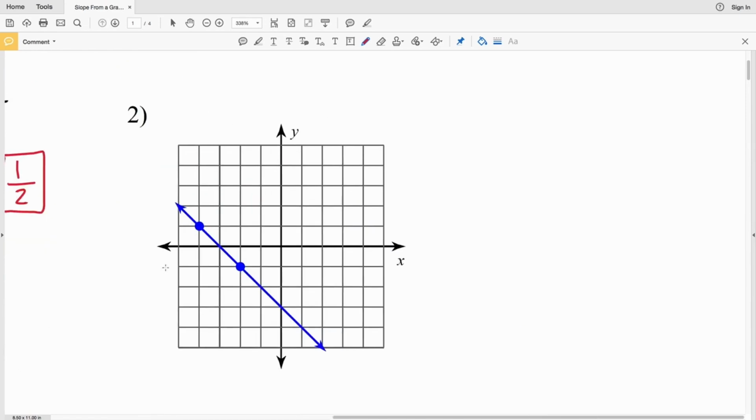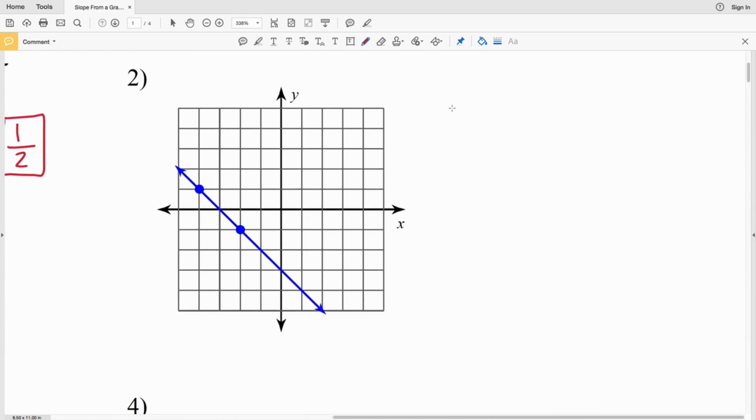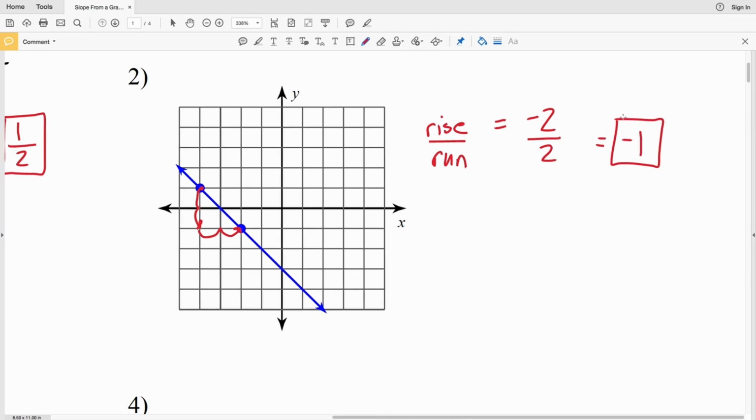Let's look at number 2. Let's calculate the rise. To go from this leftmost point, we need to go down 2. So the rise is a negative 2, and we're going to do that over the run. The run is a positive 2. We're moving 2 to the right, so a positive 2. Negative 2 over positive 2 simplifies to negative 1. So negative 1 is the answer in number 2 for the slope of the line.